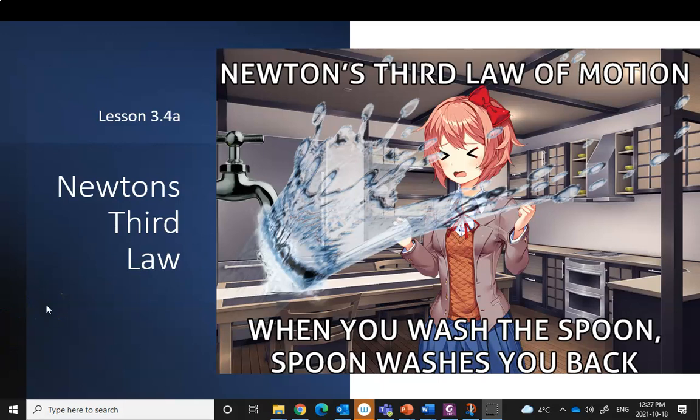Hello, welcome to lesson 3.4a on Newton's third law of motion. And essentially the summary of this with the little cartoon here is when you wash a spoon, the spoon washes you back.